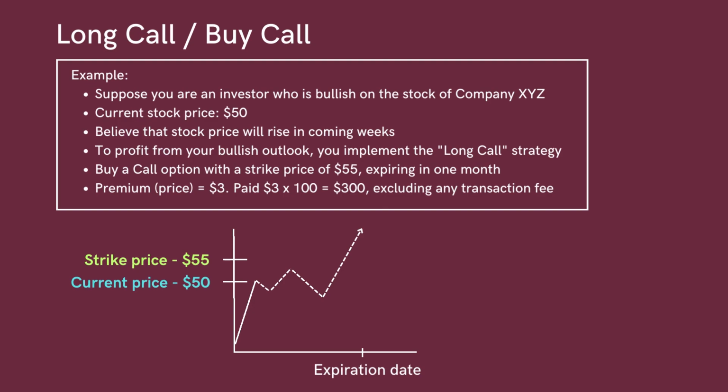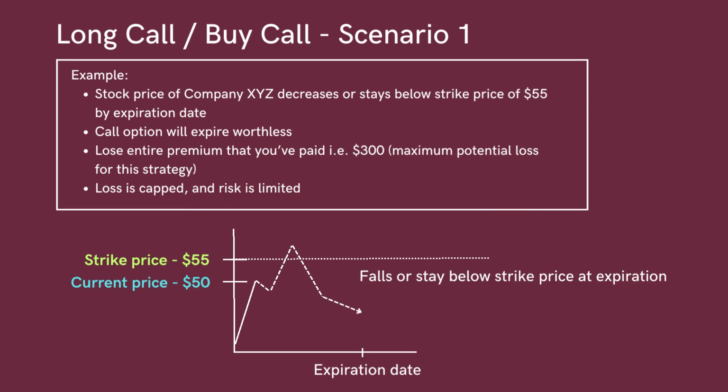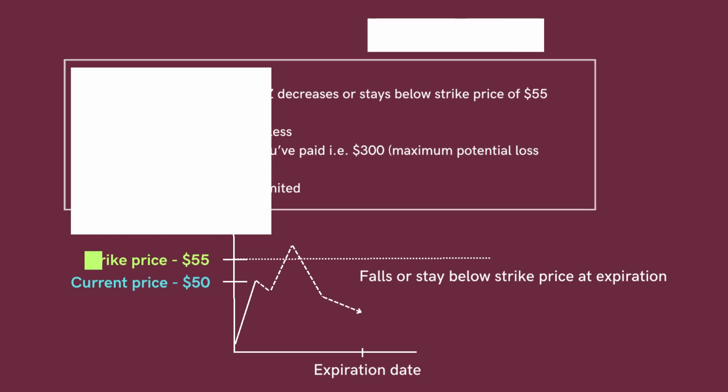Just like the long put strategy, there are 3 potential outcomes for this trade. Scenario 1. If the stock price of company XYZ decreases or stays below your strike price of $55 by the expiration date, your call option will expire worthless, which means you will lose the entire $300 premium that you have paid. And this is the maximum potential loss in this strategy.